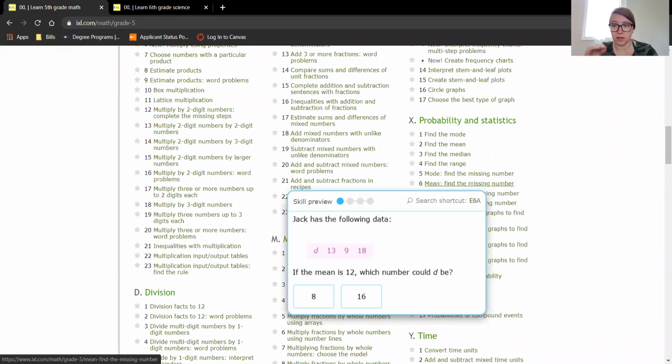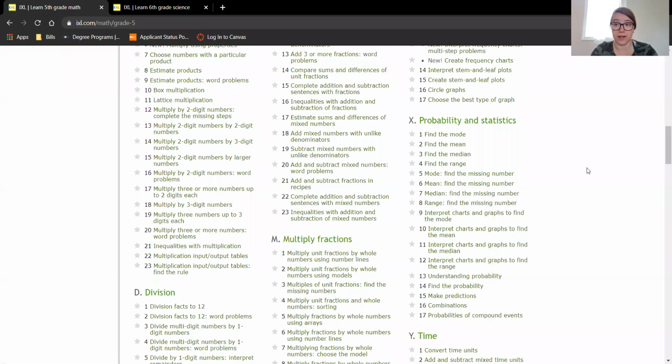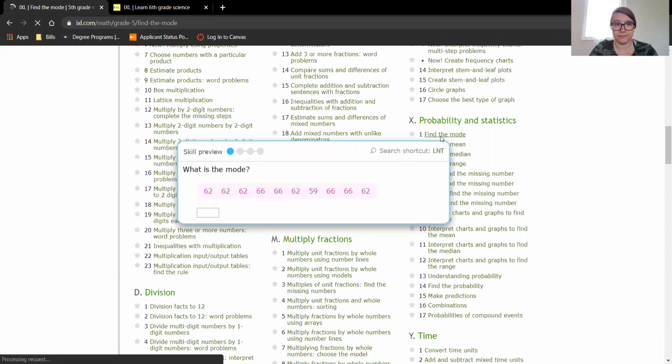I want to remind you that to practice just the mean or the median or the mode, you have to go back into 5th grade on IXL. 6th grade has them all combined together, so if you want to practice one thing at a time, 5th grade section X is probability and statistics. The mode is X1, so without further ado.